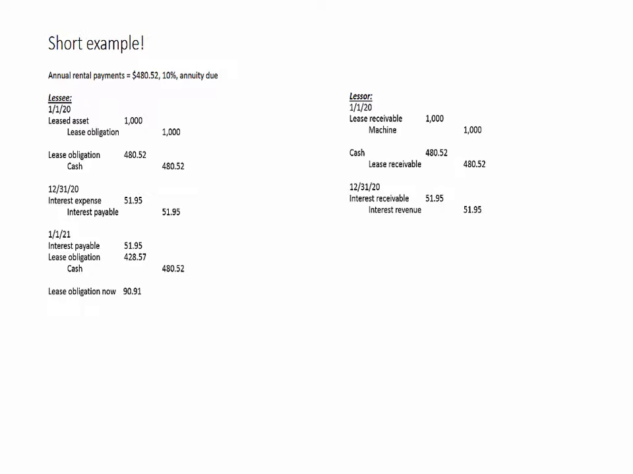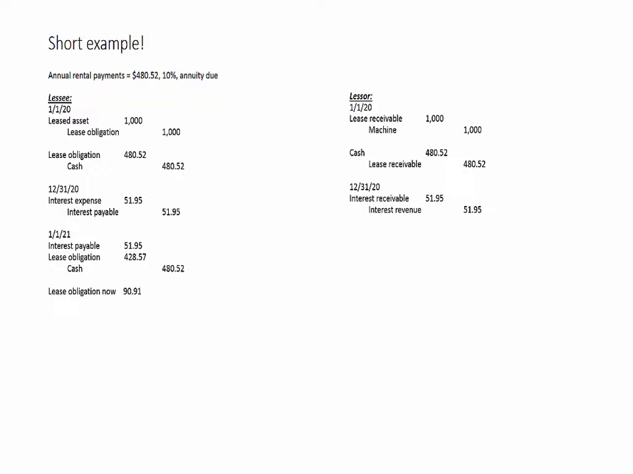Now, if you think about it, when we're done with this at the end of 2 years, we need to see an obligation balance of $100. That's the value of the bargain purchase option. That $90.91 is the present value as of January 1st of that end of year $100.